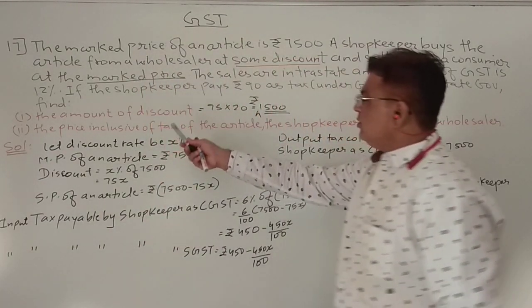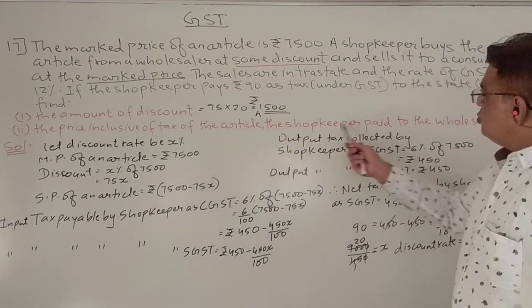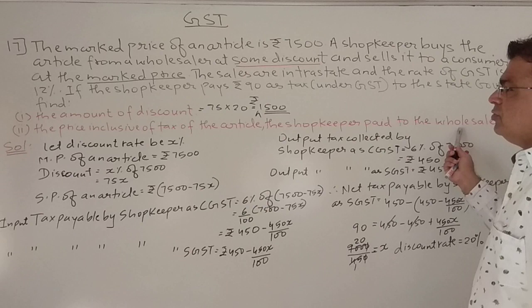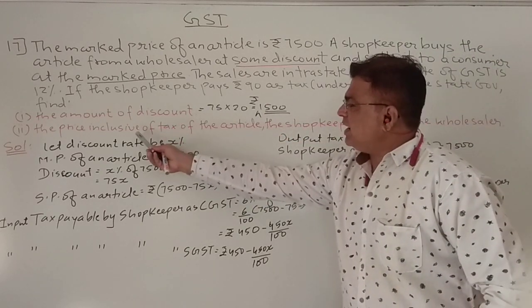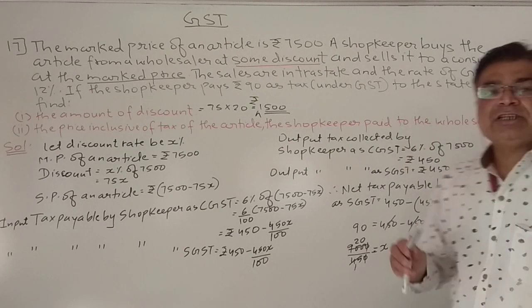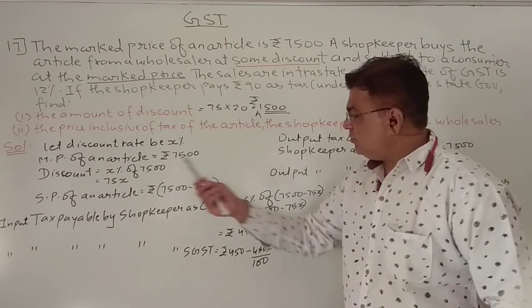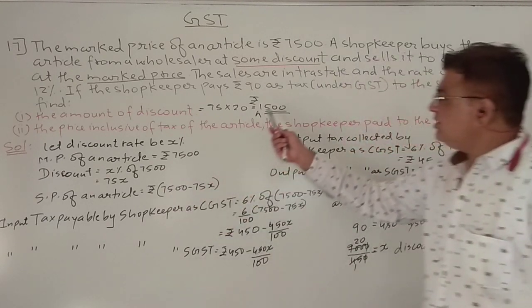Now let us see the second question. The price inclusive of tax of the article the shopkeeper paid to the wholesaler. So the shopkeeper paid to the wholesaler which price? See, first of all, the shopkeeper has purchased the article at rupees how much?